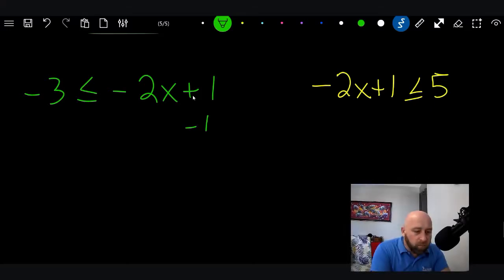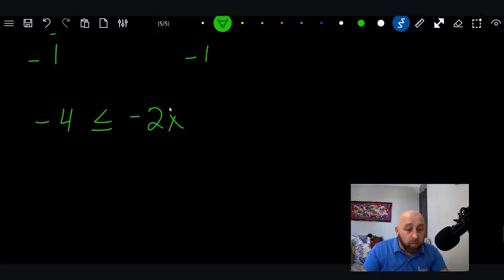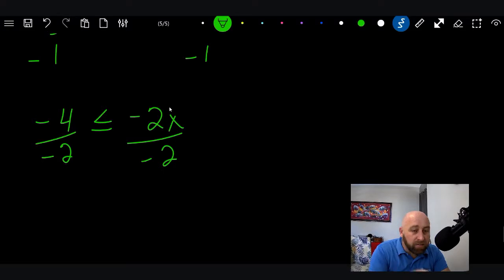We'll subtract 1 from both sides, and we'll get -4 is less than or equal to -2x. Now make sure you're watching this one. Pay attention. This is a tricky one. Divide both sides by -2. When I do that, you cannot forget this, or you will mess the whole thing up. You have to flip that sign right there because I divided by a negative number.